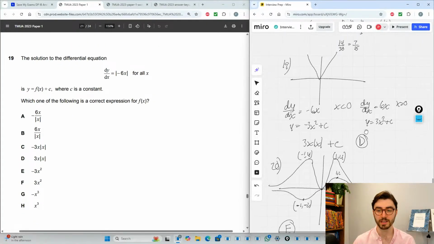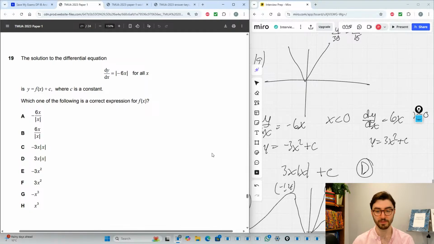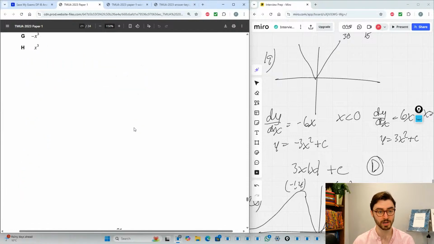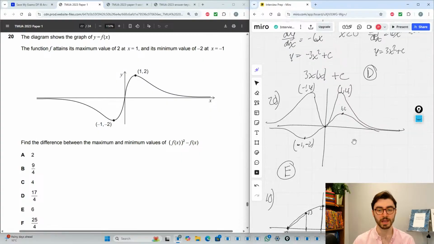Question 19. I like that I split out the different branches. And then I just considered which of the possibilities would give me this, and it was very clearly going to be either C or D, because E doesn't account for the positive branch, F doesn't account for the negative branch, and the others are just different. So knowing that for positive x, the modulus of x will just be x, this would just turn into 3x squared, which is what I have, meant that D was the correct answer.